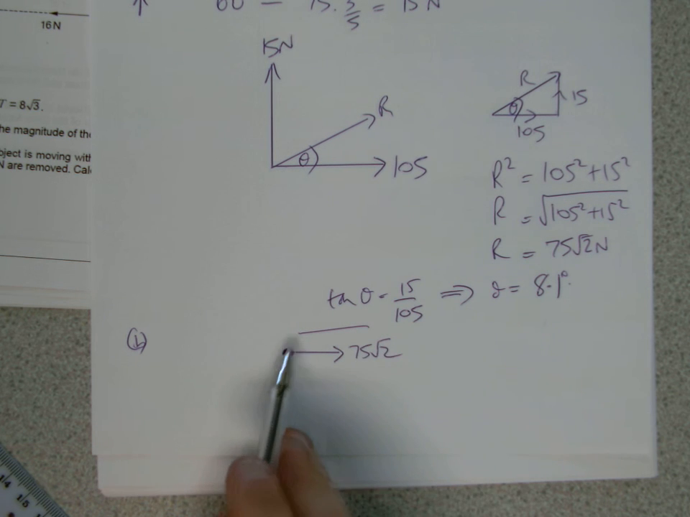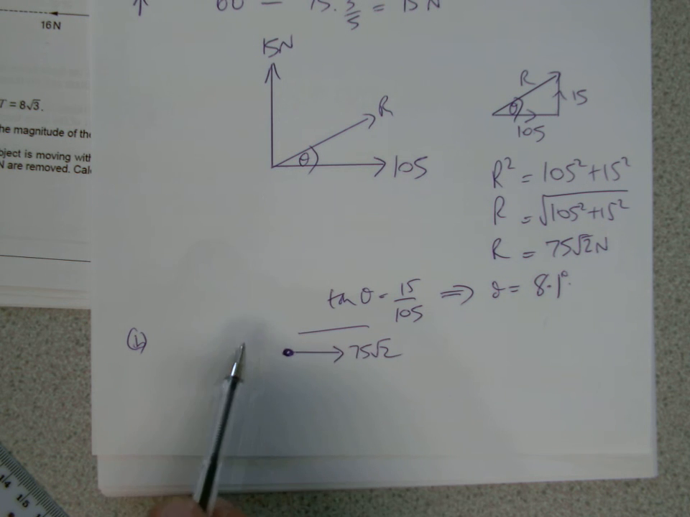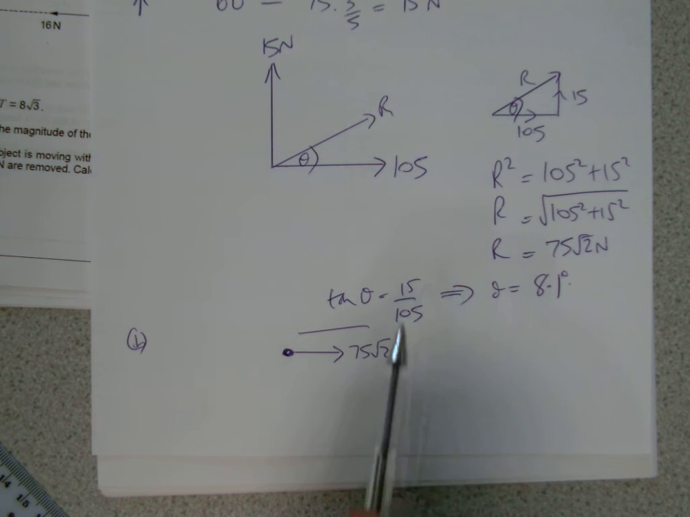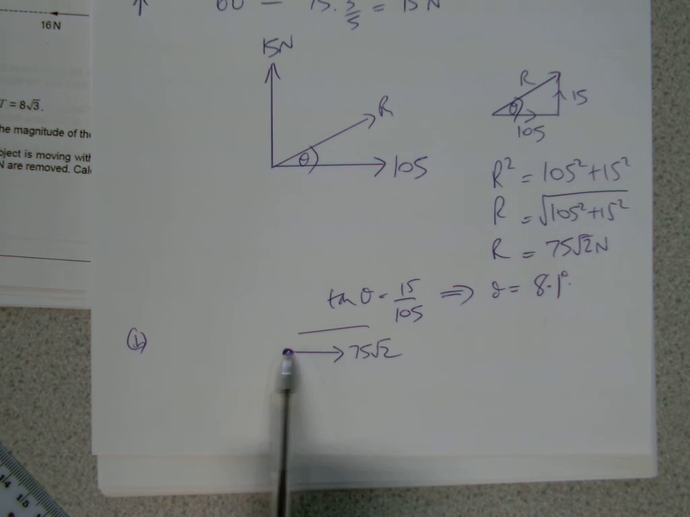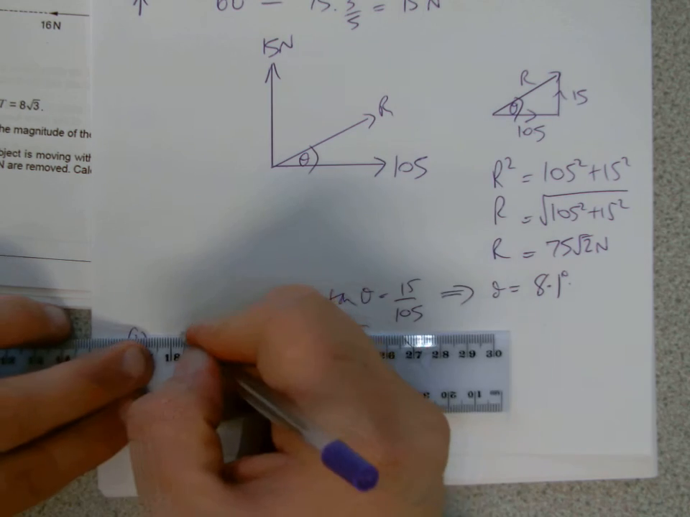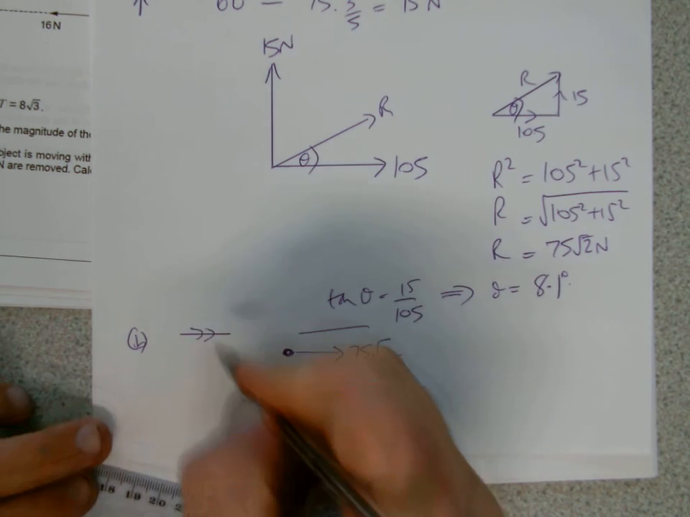We don't have to worry about all the other forces acting on this particle, because 75 root 2 is the result of all of those forces. So we can think of it as just one force. That's the way I would go about it. Think of it as one force, because as I said, it's a combination of all the other forces. So the direction of acceleration, obviously, is the way it's going.